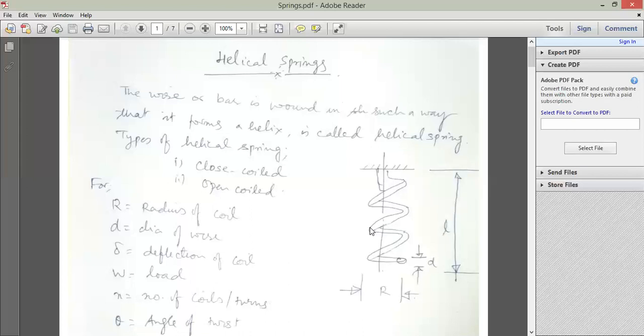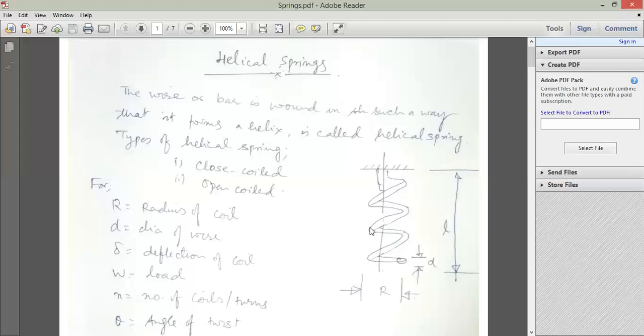Helical springs are of two types: one is closed coil, another is open coil. In an open coil spring, both the ends are open, whereas in a closed coil spring, the ends are tucked together so that there is no end coming out of the coil. So a wire or bar is wound in such a way that it forms a helix. It's called a helical spring. Types of helical spring: closed coil and open coil spring.